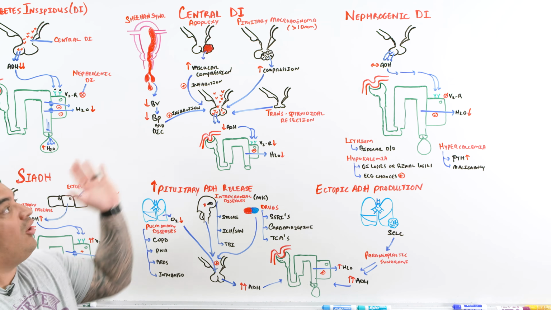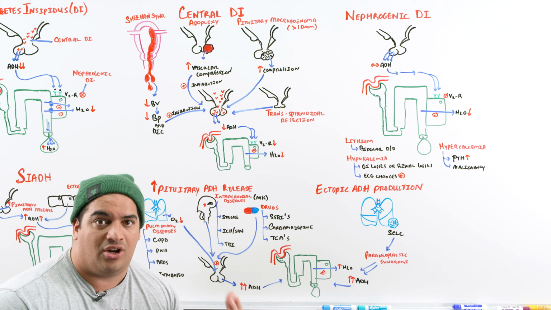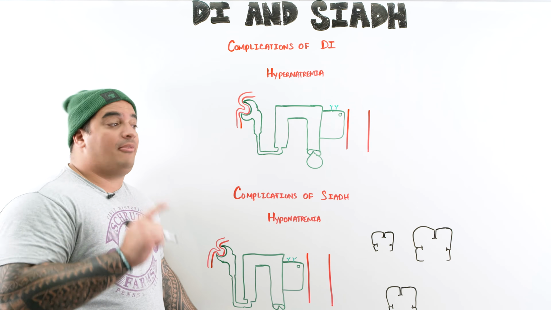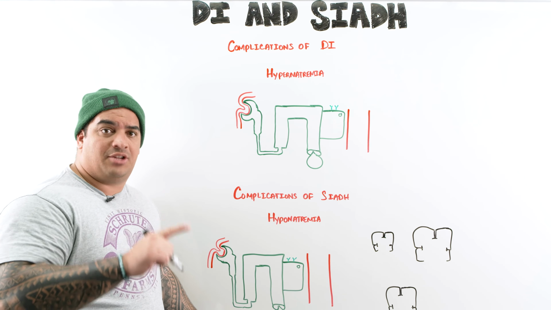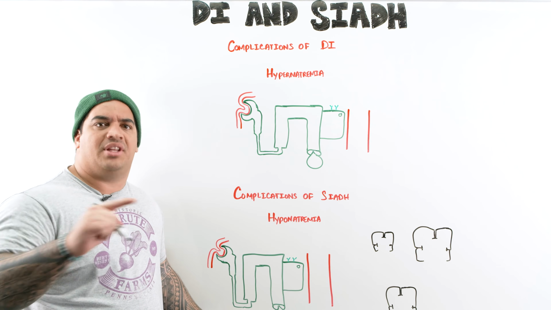Now that we've really gone into this, let's talk about what the problems are, what the complications are that can arise when ADH is too low and when ADH is too high. All right, my friends, we talked a lot about DI and SIADH, and the pathophysiology and causes behind them. I think the big question is how will these present?